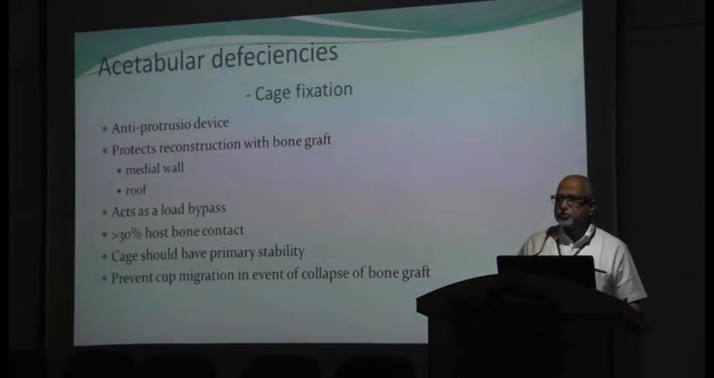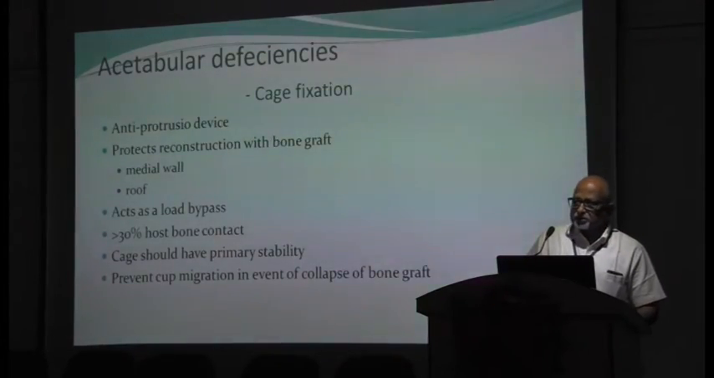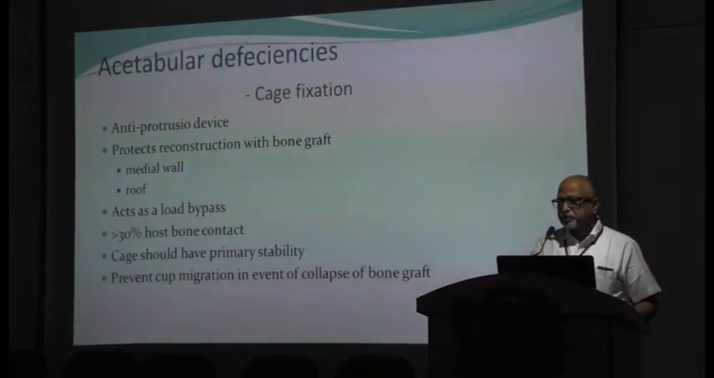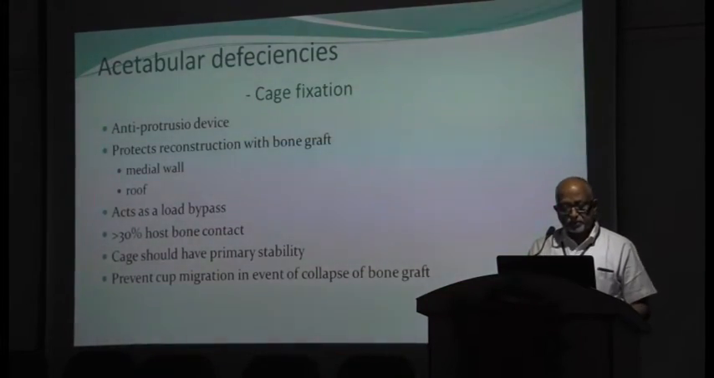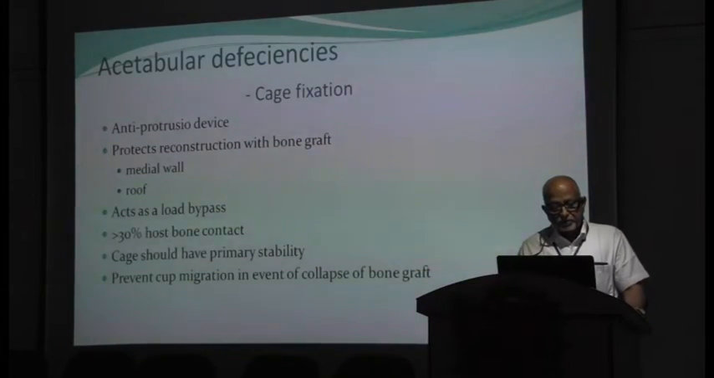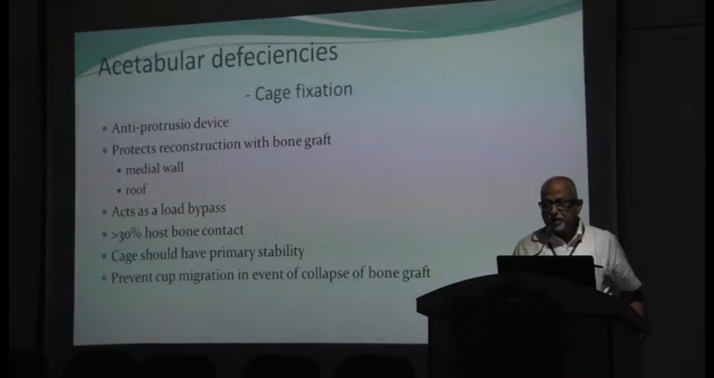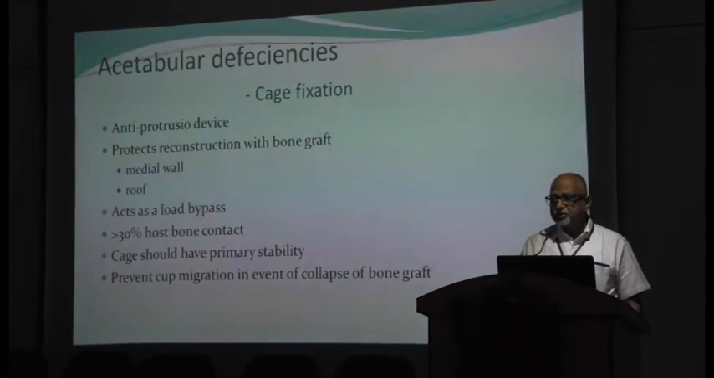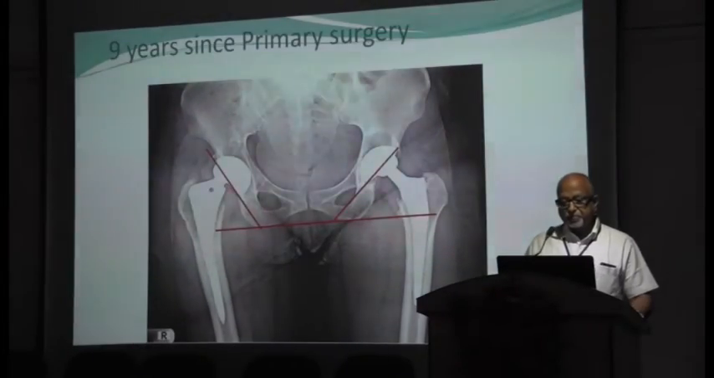It's an anti-protrusive device which protects the bone graft which you have put underneath, and putting a bone graft underneath to bridge the bone defects is mandatory, because that is what will give you long-term stability and results, especially the medial wall and the roof. The cage acts as a load bypass, and 30% bone contact must be there for the cage. Otherwise, even the cage will fail, and it prevents migration of the cup and collapse.